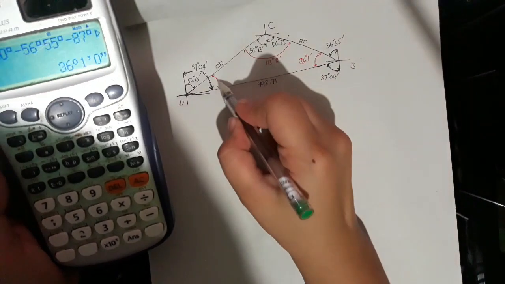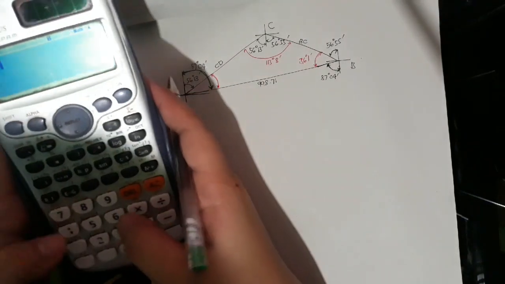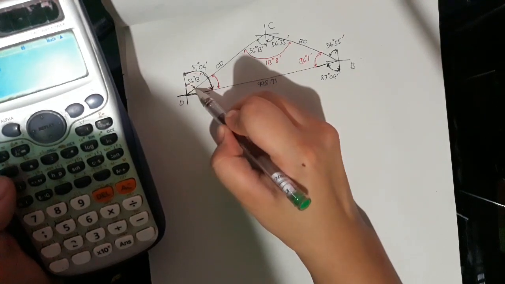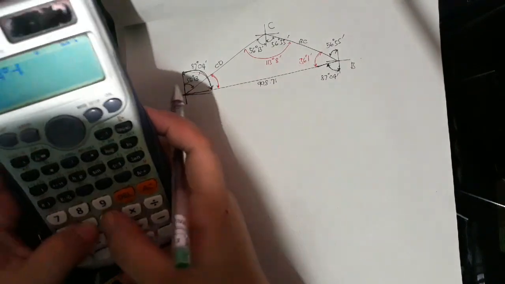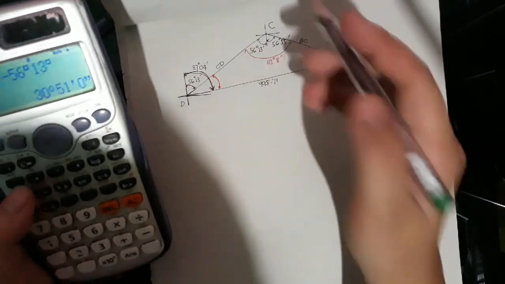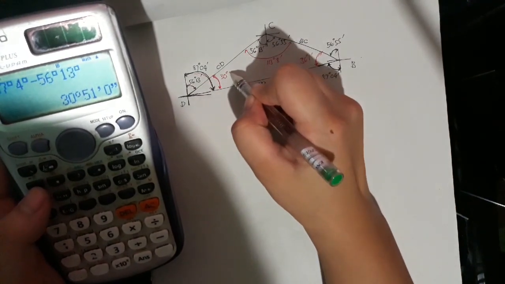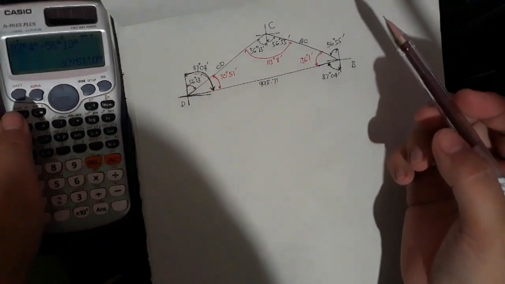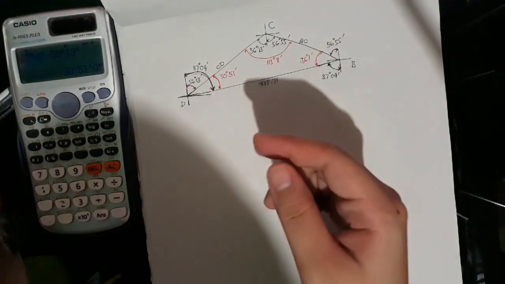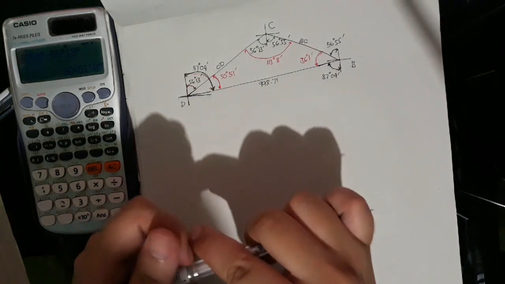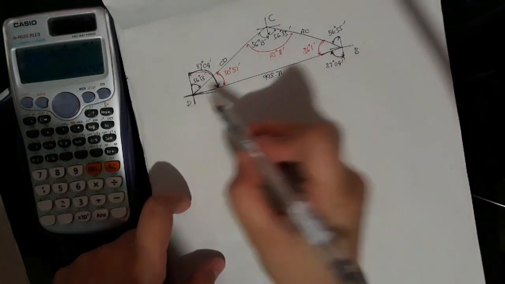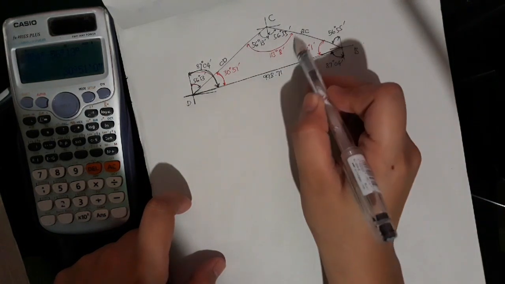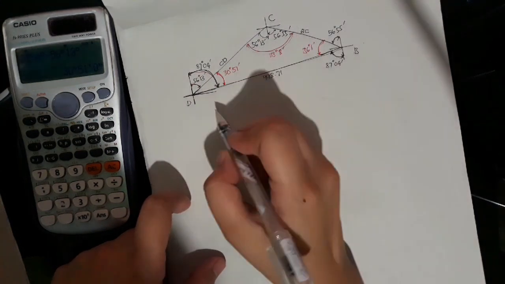Okay, and then this one is 87 degrees 4 minutes minus 56 degrees 13 minutes, so that this is what remains: 30 degrees 51 minutes. Okay, so we now have the interior angles. So we can again use the sine law, because we have a pair where one side is given and its opposite angle is also given. So you could use that.